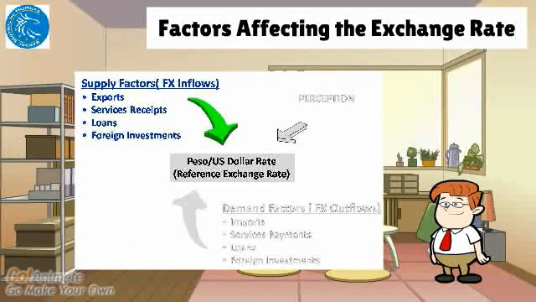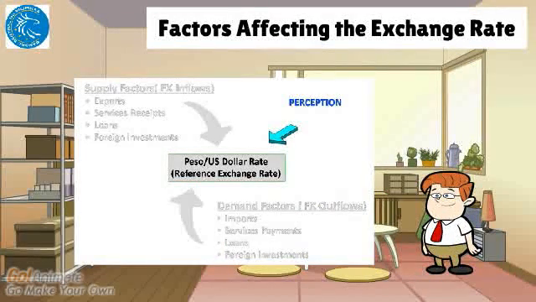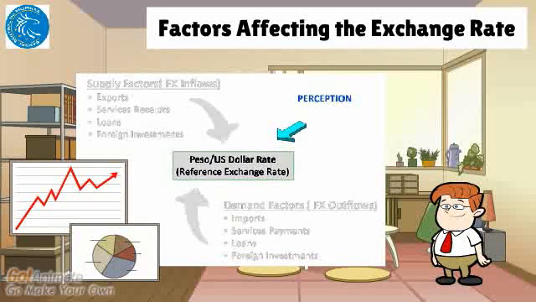Some of the supply factors which influence the exchange rate are receipts from exports of goods and services, remittances, and inflows from foreign loans and investments. Meanwhile, the demand factors include payments for imports of goods and services, servicing of foreign loans, and outward foreign investments. Since exchange rate is an asset price, it is also affected or rapidly adjusts to perception or news. Perception could be affected by changes in macroeconomic fundamentals, as well as political developments.